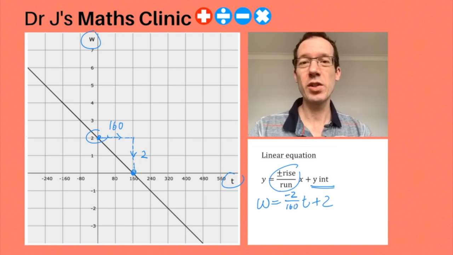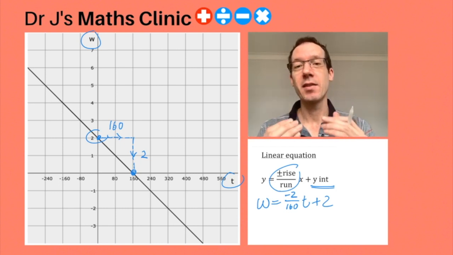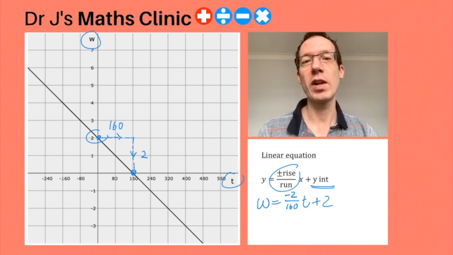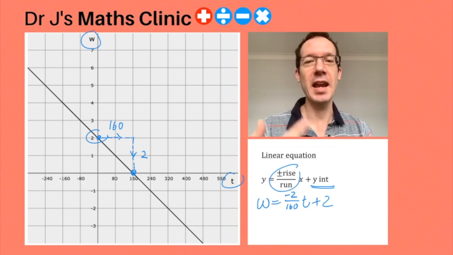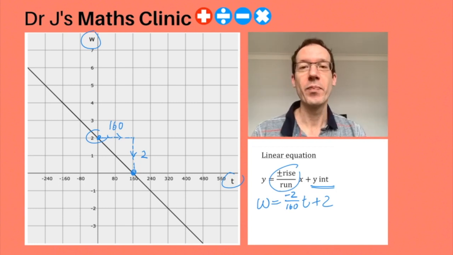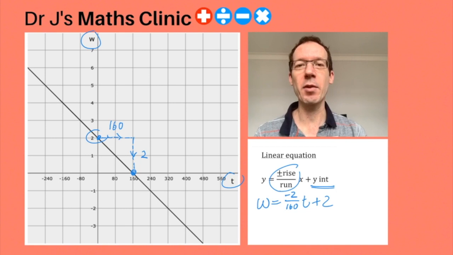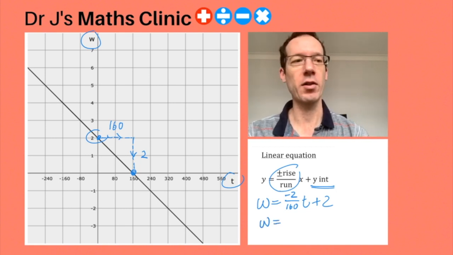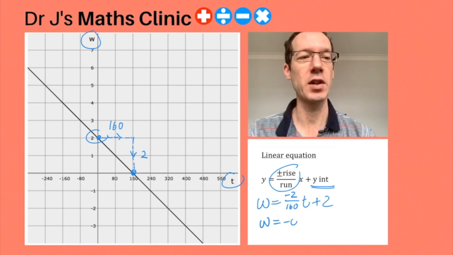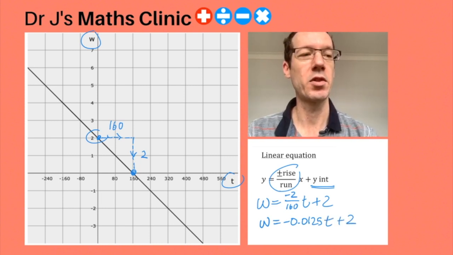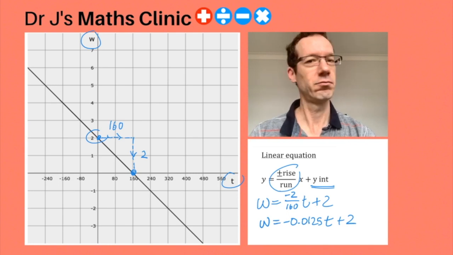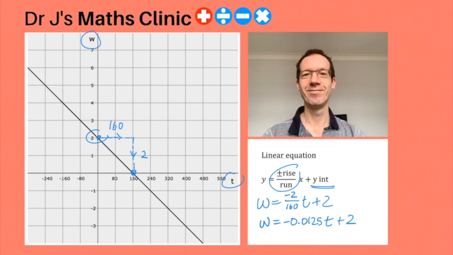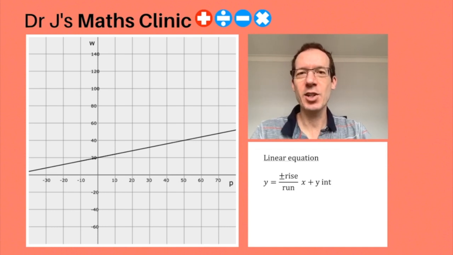That's actually the answer to the question already, but you might like to make it simpler by putting negative 2 over 160 into your calculator and making that either a simpler fraction or a decimal. I'm going to do it as a decimal because it's a nice non-recurring decimal. If you put that into the calculator, negative 2 over 160, you get negative 0.0125. And that's the number in front of t, and then plus that y-intercept of 2. And that there is your final answer. Simple as that. Okay, here's our next example.